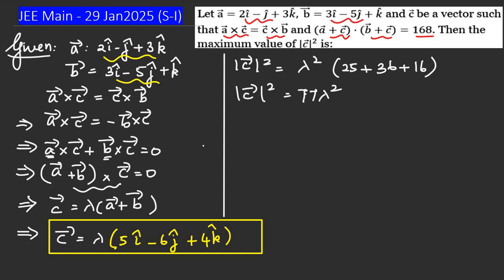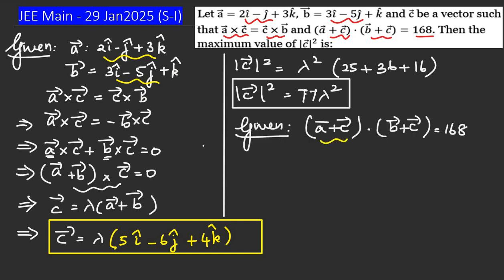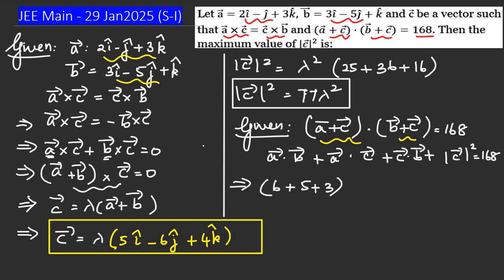Now, next, given from the question, the dot product of (A + C) and (B + C) is equal to 168. Therefore we can open the brackets and write it as A·B plus A·C plus C·B plus C·C, where C·C is |C|², equal to 168. A·C and C·A are the same since the dot product is commutative, and therefore we can write this as C·(A + B).